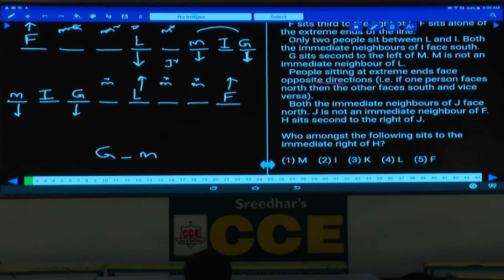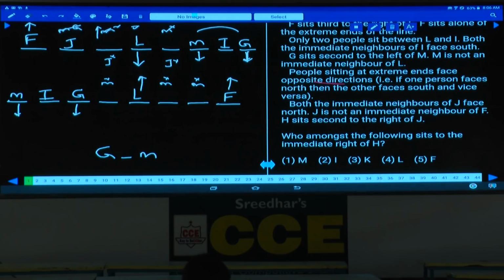J cannot be here, because both the immediate neighbors of J are facing towards south. J cannot be here as well, because if J is here, one of the immediate neighbors of J is L, that person is facing towards south, which is ruled out. Hence J must be here. If J is here, this person must be facing towards north, isn't it?